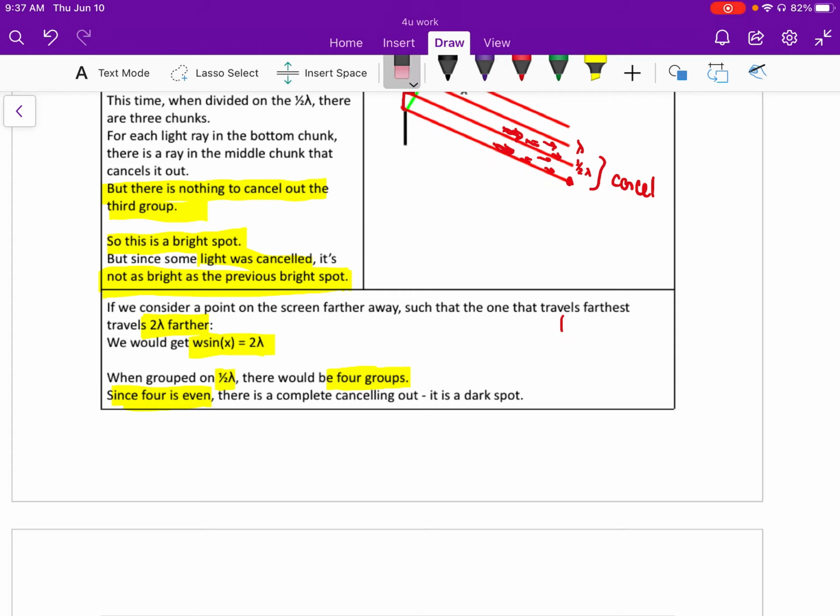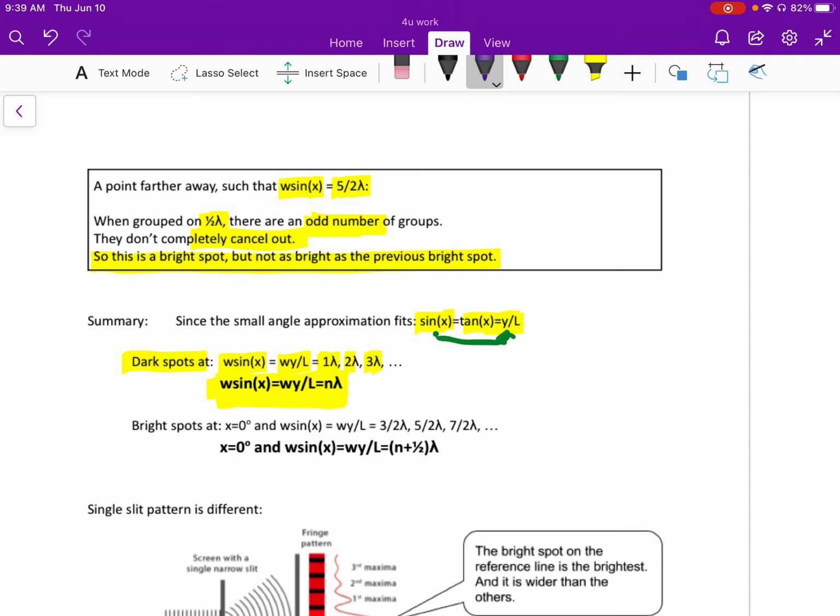So it's kind of like we saw with the double slit. We're going to have 2 versions of the equation. If we're working with angles, we would say W sine x equals n lambda. That's going to describe a dark spot. Or if we're working with positions instead of angles, we would say W y/L equals n lambda. That also describes the dark spots.